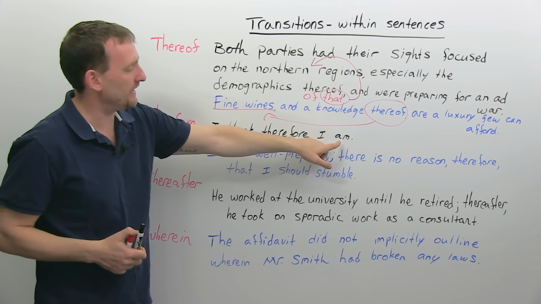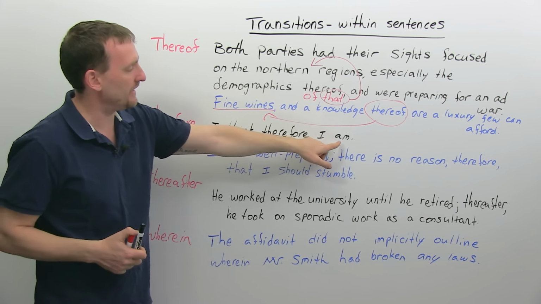Here it can be used as a conjunction, introducing an idea in a clause, subject, verb, about the independent clause. I am well prepared. Now here, again, I'm using this. I'm starting a new idea, but I'm still linking. There is no reason, therefore, that I should stumble. So because of that, because I am well prepared, there is no reason I should stumble. Okay? Reaching a conclusion, saying because. Again, this is the one that you're going to use the most in your writing and even in your spoken English.